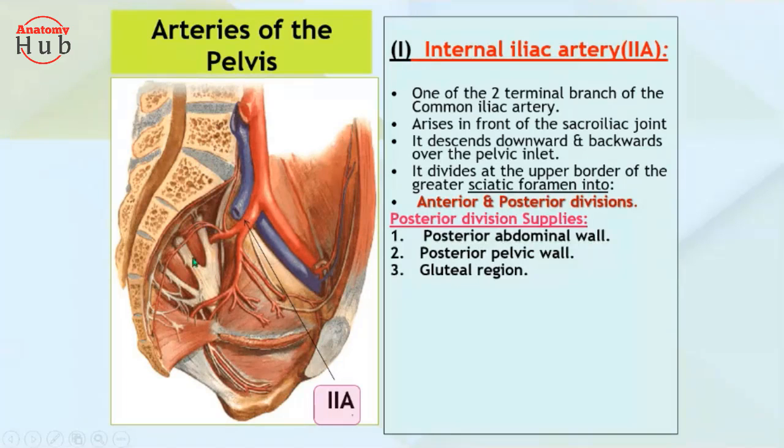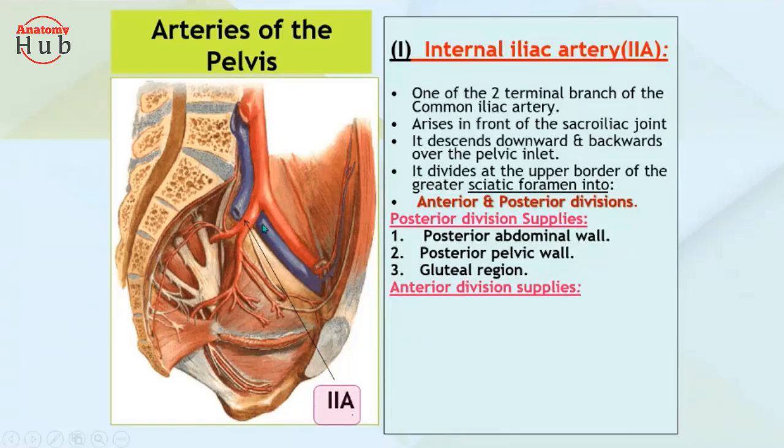And for that gluteal artery, here you can see this muscle is your piriformis muscle, right? So they will either pierce this piriformis muscle and go towards the gluteal region, or pass at the superior margin of the piriformis muscle. So the superior gluteal artery will pass superior to the piriformis muscle, and the inferior gluteal artery will pass at the inferior margin of the piriformis muscle, right?